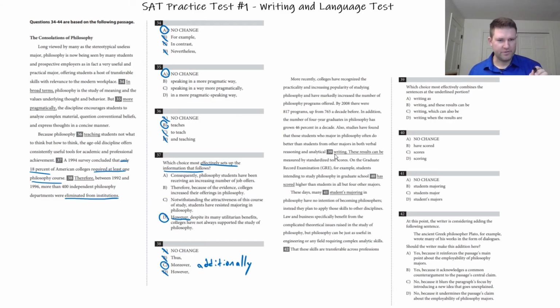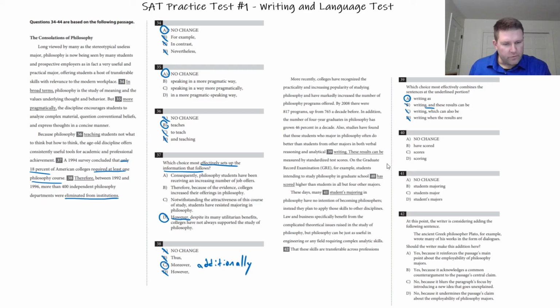So I'm going to do my best to read this out loud without messing it up: "but also, studies have found that students who major in philosophy often do better than students from other majors in both verbal reasoning and analytical writing, as measured by standardized test scores." That was this plugged in. And that's perfect, right? All these other ones are either comma splices, like right here, because they would have to use a period or a semicolon, or they're just wordier than they have to be, so there we go.